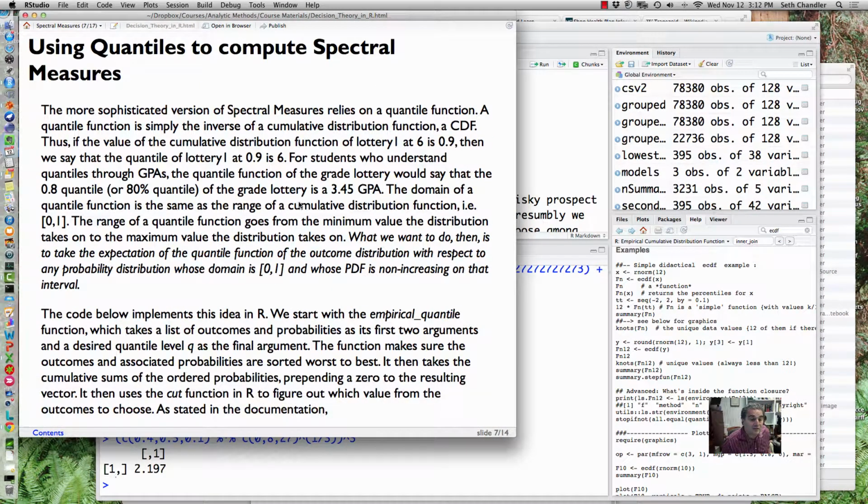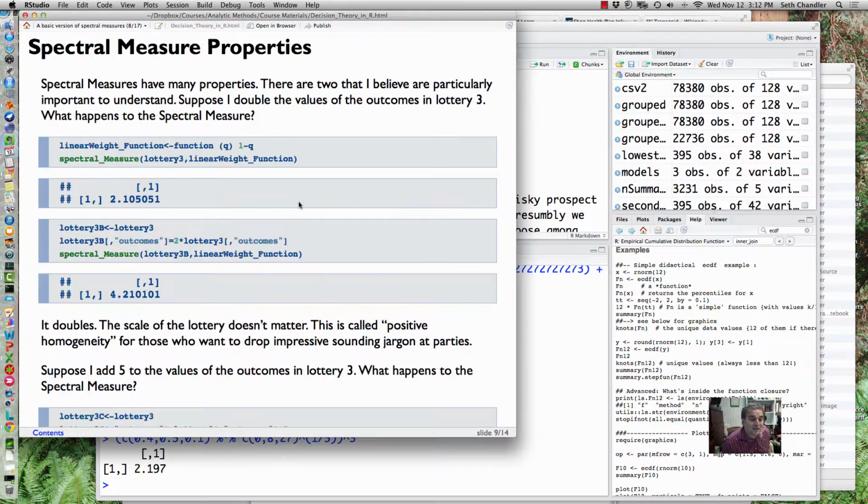All right. This is just a discussion of exactly the same thing. Properties of spectral measures. Here's some nice things about spectral measures. Okay? And you might be thinking, why would you use this? It seems kind of cumbersome. But it has these nice properties where if I double all the numbers in my problem set, instead of 0, 8, 27, it turns into 0, 16, 54. It just doubles the spectral measure. That is, it doesn't care what units you're using.